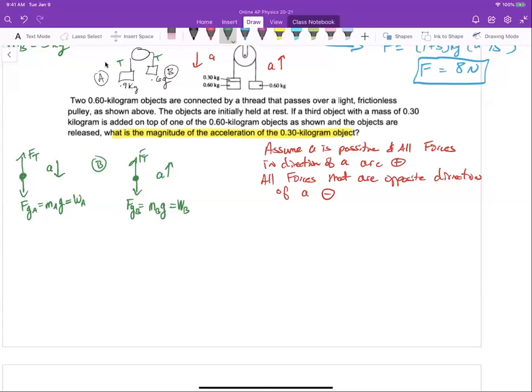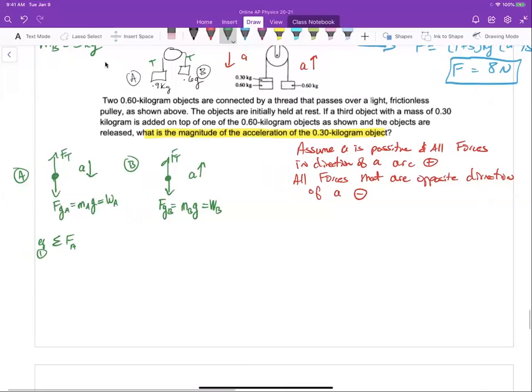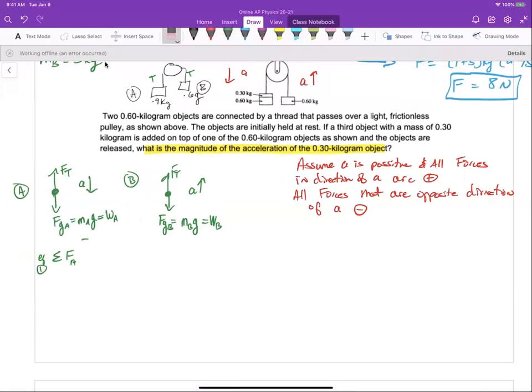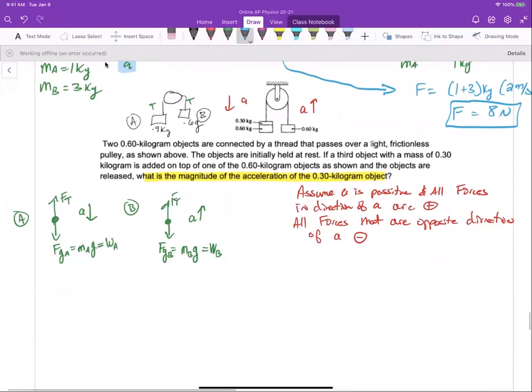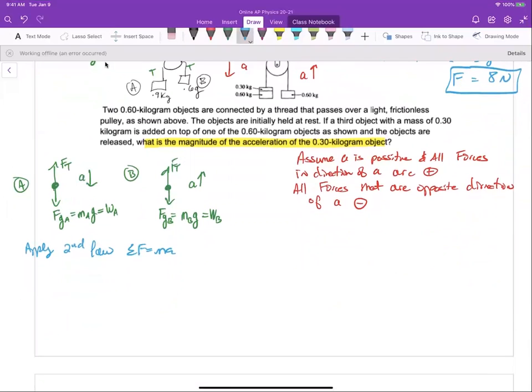So I'm going to sum the forces. I'm going to call this equation 1. Sum the forces on object A, and that will be, let's do this in blue. So all the green is the free body diagram work. The red is my assumptions, and now I'm going to apply second law, which is the sum of the forces is equal to mass times the acceleration. Okay, so here we go.